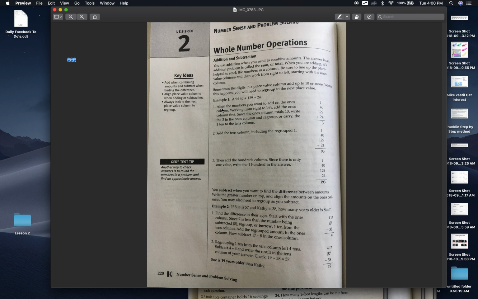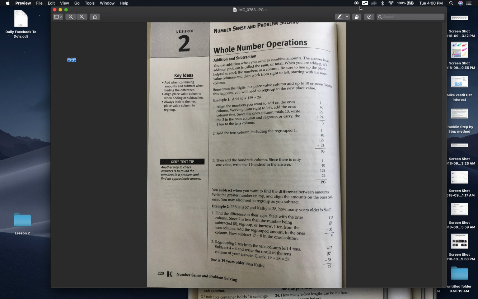So here's example 1. Align the numbers you want to add on the ones column. As you can see, they've already done this. This is the ones column. Ones, tens, hundreds. So push everything to the right, line them up. Any number that has extra digits, the extra digits should be sticking out to the left, not the right.